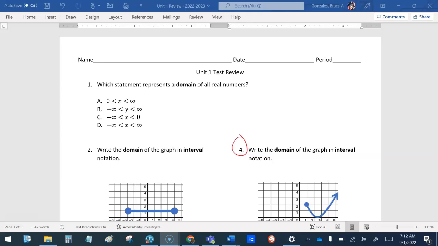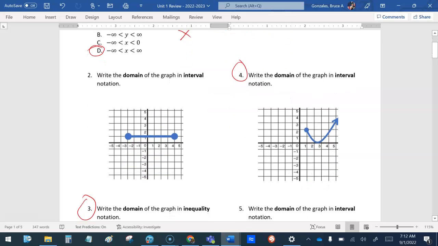Which statement represents the domain of all real numbers? So first of all, domain is x, and all real numbers means it goes from negative infinity to positive infinity, right? So remember, you got to put less than, and since we're talking about domain, there's an x in the middle there, so it would be letter D, all real numbers, forever left, forever right. So there's no zeros involved and there's no y because we're talking about domain.